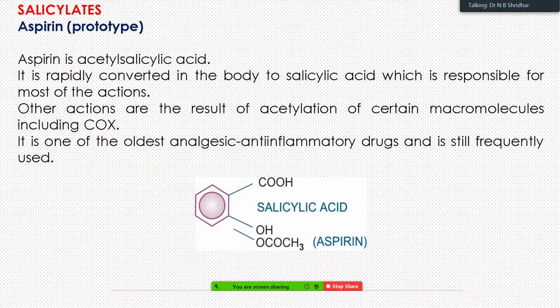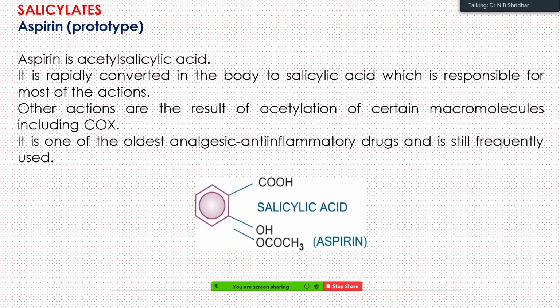Coming to the first agents, especially the salicylates, aspirin is a classical example. It is acetyl salicylic acid, and it is rapidly converted in the body to salicylic acid, which is responsible for most of the actions. Other actions are the result of acetylation of certain macromolecules, including cyclooxygenase. Aspirin is the oldest analgesic anti-inflammatory drug.